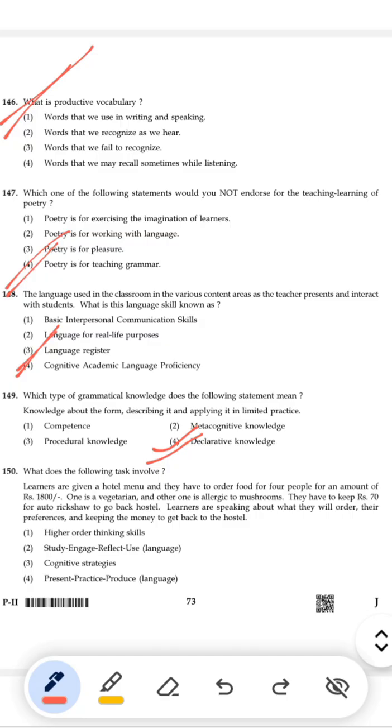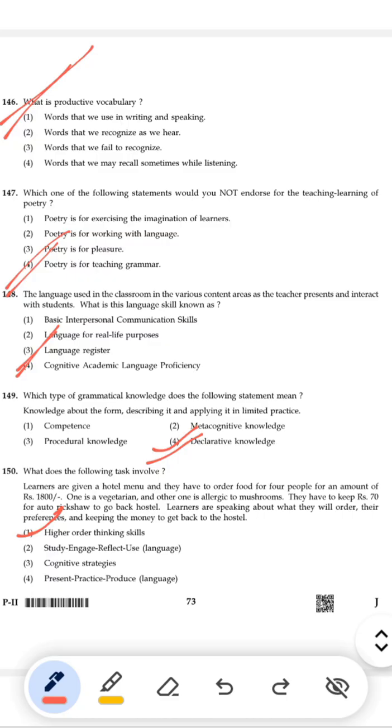So here automatically when they are calculating how much amount they have with them, how much they have to keep to reach the hostel back, all these would be considered as problem solving, and the way they think would be logical thinking. Problem solving, all these come under the category of higher order thinking skills or HOTS. So option 1, higher order thinking skills, is the correct answer.